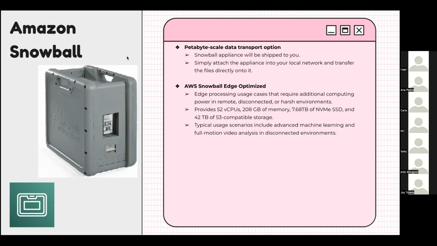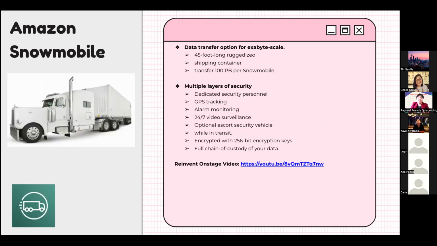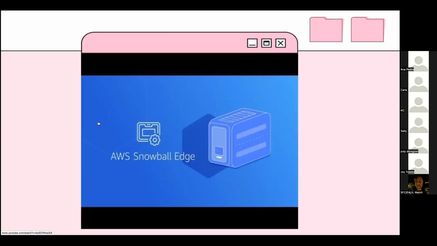Okay, so as I was mentioning, moving data to the cloud, we have Snowball. You can look at this as like a briefcase. It's a petabyte scale data transport option. They ship it to you. You basically plug it into your own device or network and then copy, and then you ship it back. Okay, that is Snowball. Snowmobile, a larger version. It's a 45-footer truck. And again, there's a lot of security audit as well for this. Okay, so let's look at Snowball Edge.